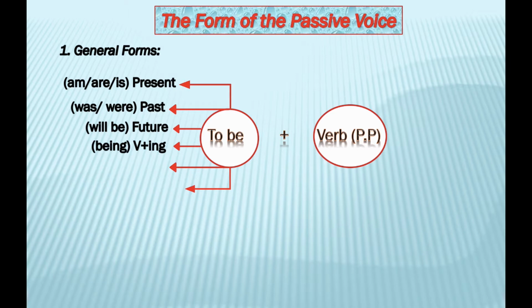Verb ing, being. For example, I will tell you, I am playing football. So here I'm going to say the football is being played. So the main verb is playing, it's verb ing. So the form here of the verb to be is going to be being.